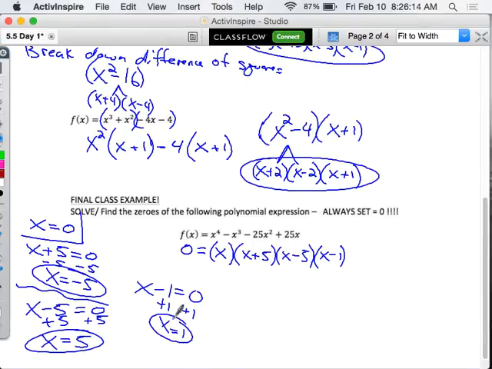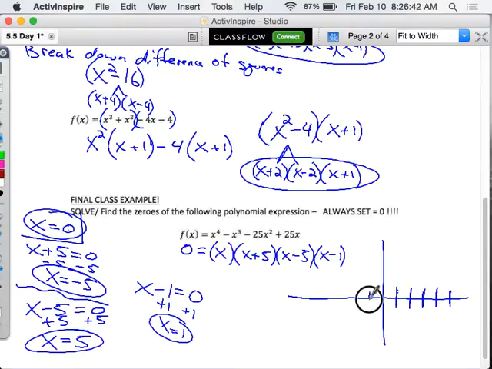Okay, why did we do this? Why do we care about these? These points are where we would cross the x-axis. So make a little graph of this thing. This thing would look like this. Let's see, let's go to 5 and negative 5 on both sides. So 1, 2, 3, 4, 5. Negative 1, 2, 3, 4, 5.